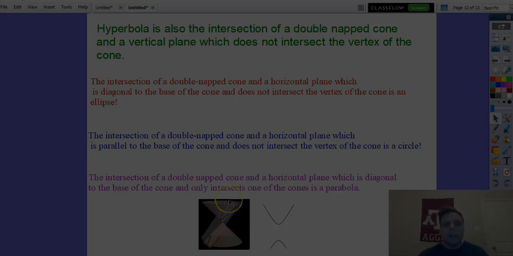The intersection of a double-napped cone and a horizontal plane, which is parallel to the base of the cone and does not intersect the vertex of the cone, is a circle. So we're going to see that happen here. It intersects one cone, it is a circle. The intersection of the double-napped cone and a horizontal plane, which is diagonal to the base of the cone, only intersects one of the cones, is a parabola. So first, we see our horizontal plane become completely horizontal, but not intersecting the vertex. That's a circle. Now it's diagonal to the base, so it's an ellipse. Now we're only intersecting one, so it's a parabola.